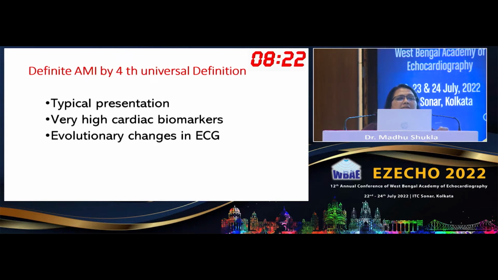This is a definite acute MI by the 4th universal definition, presenting with typical presentation, very high cardiac biomarkers and evolutionary changes in ECG.